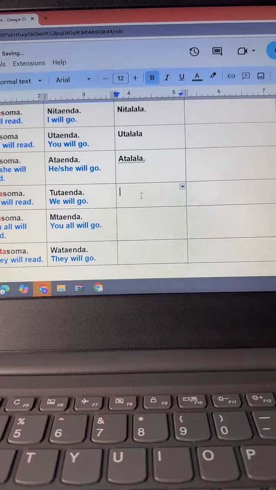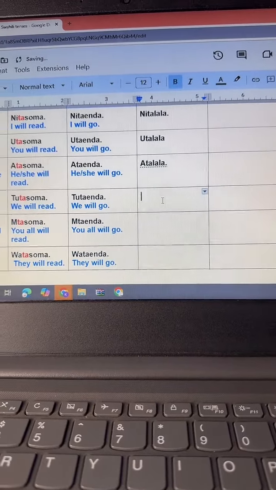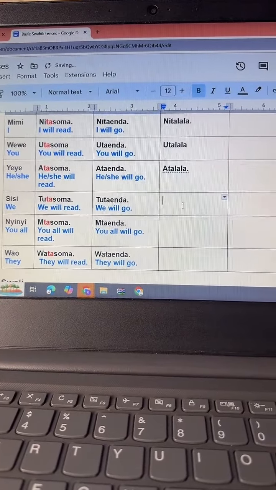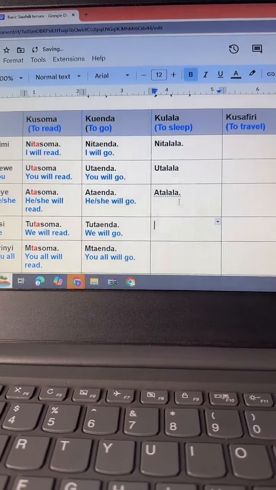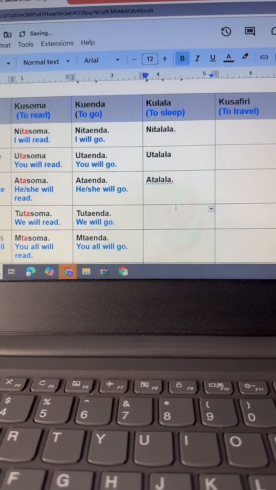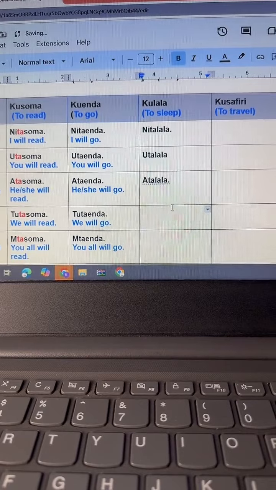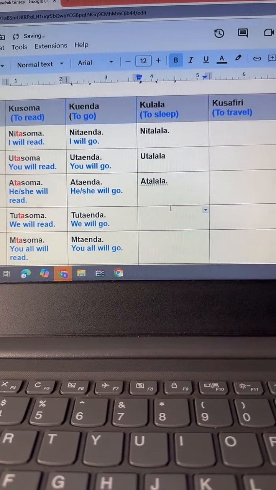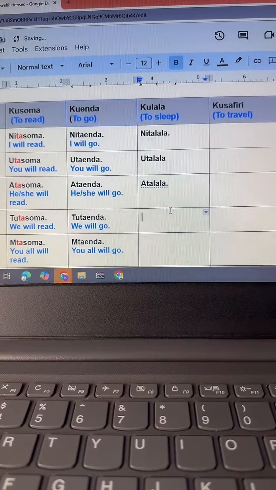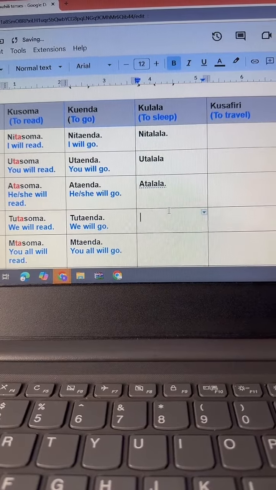Now we have sisi. We all. We want to say we will sleep. The verb is kulala. Sisi tutalala vizuri sana. Sisi tutalala.